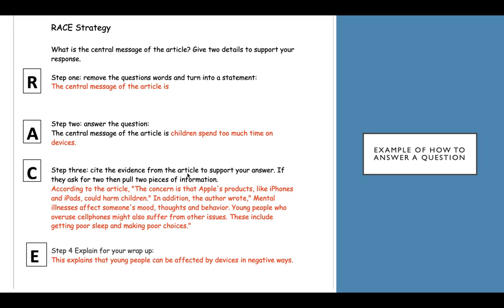Then my E is my explain for your wrap up. This explains that young people can be affected by devices in a negative way. So you can see that I have at least 6 sentences. When you're doing your RACE strategy, make sure that you are answering every component of the question and that you have at least 5 to 6 sentences in your answer.